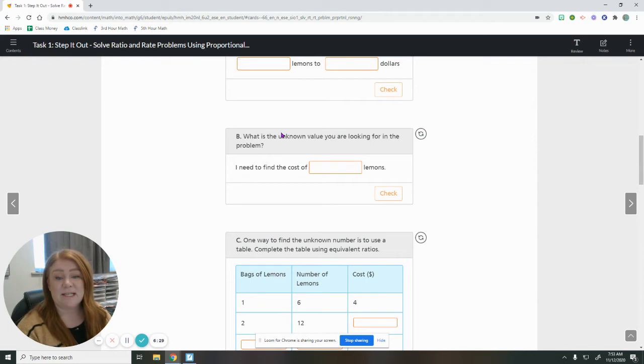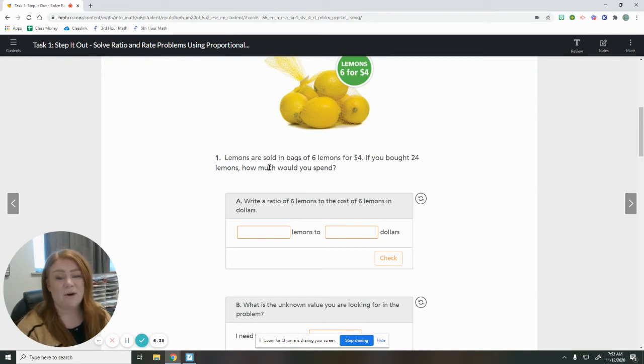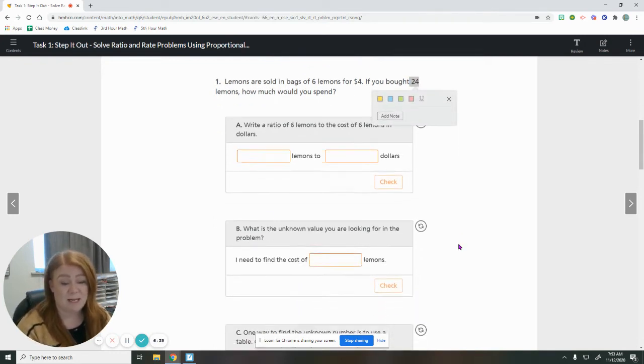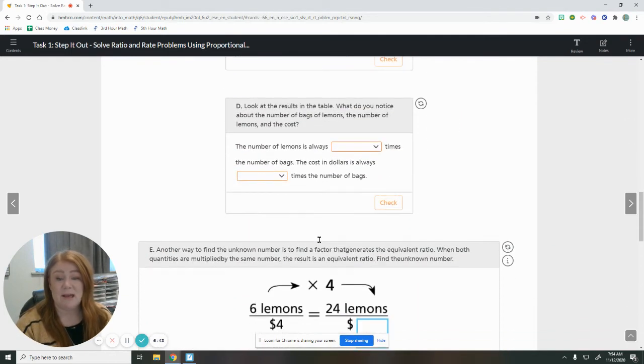So actually, sorry, I did not read that problem very well. What is the unknown value you are looking for in the problem? So we're looking for, if I bought 24 lemons, how much money we would spend. Let's go ahead and fill out the chart and tell me how much the problem ended up being.